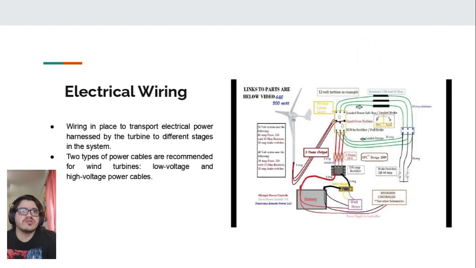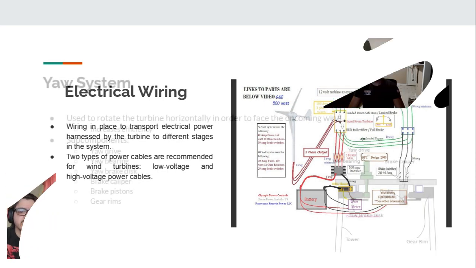Electrical wiring is a very crucial component of the wind turbine, as it is how the electricity gets transported from the turbine all the way to the electrical grid. There are different types of wires that we'll be talking about. Some of them would be for low voltage and high voltage power cables.